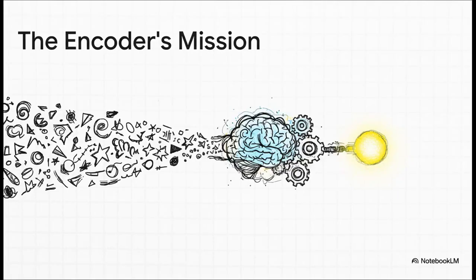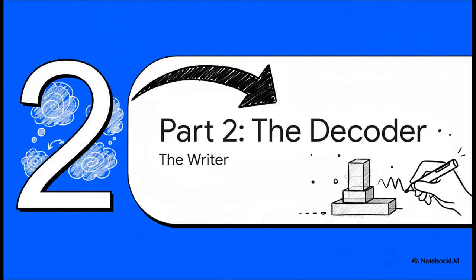So here's the deal. The encoder's whole mission is to read everything and then boil it all down into a condensed understanding. It's not just looking at words by themselves. It's trying to capture the meaning of the entire thing and then distill it into what the source material calls a singular thought. Okay, so once our encoder has created this thought, it needs to hand it off to the second half of our model.